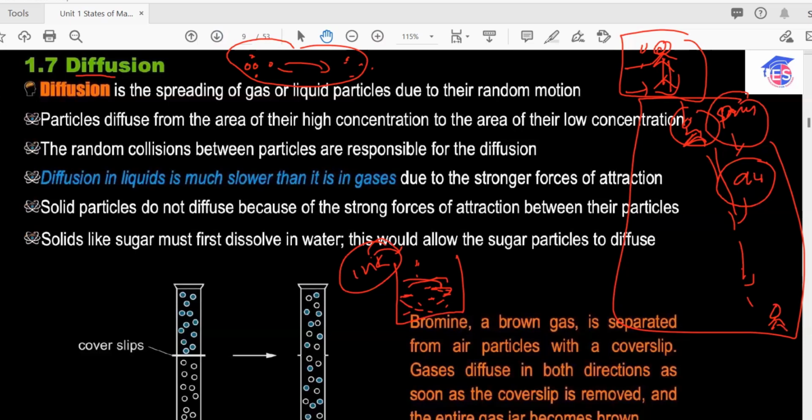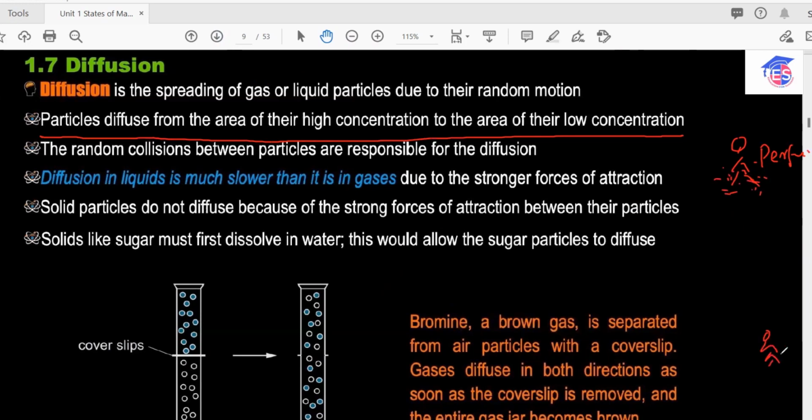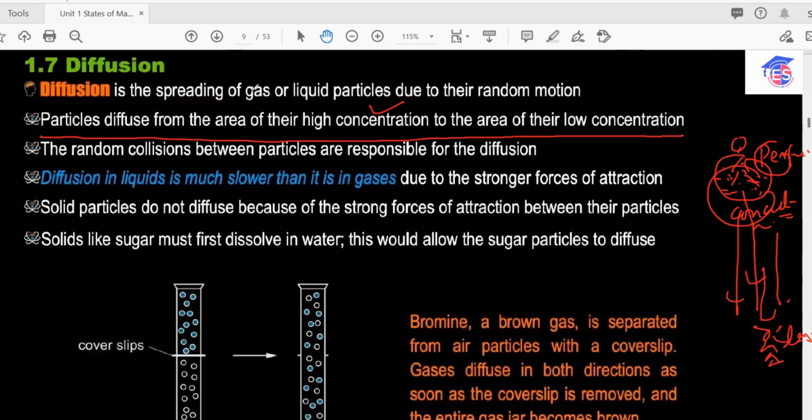But if in the exam the question comes to define diffusion, you will say that particles diffuse from an area of higher concentration to an area of lower concentration. For example, when you enter the room, perfume particles are more here, and in the area where your friend is sitting, there are no perfume particles. Concentration means the number of particles. The number of perfume particles is more here and less there. So from higher concentration, the perfume particles will move towards lower concentration. When particles move from higher concentration to lower concentration, this is known as diffusion.